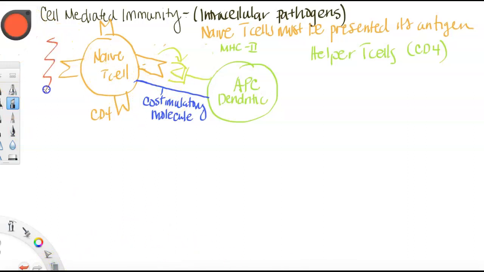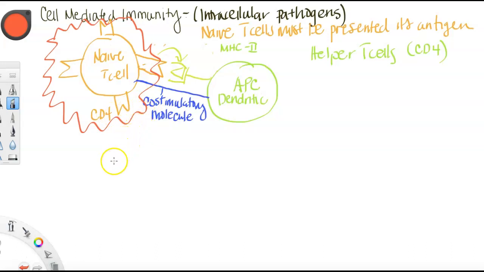So activated. Okay, and it becomes activated into a helper T cell. Once it's a helper T cell, it goes through the same thing as the B cells. It goes through clonal expansion. Yeah, clonal expansion. They divide, and it makes more helper T cells. Okay.